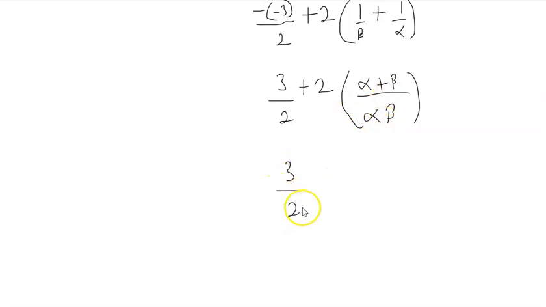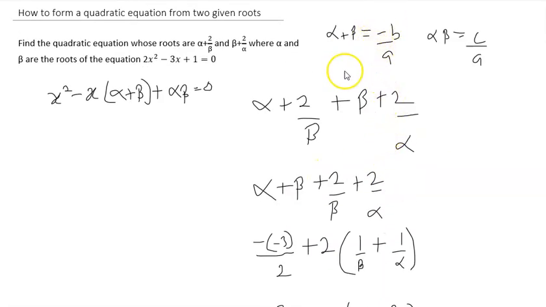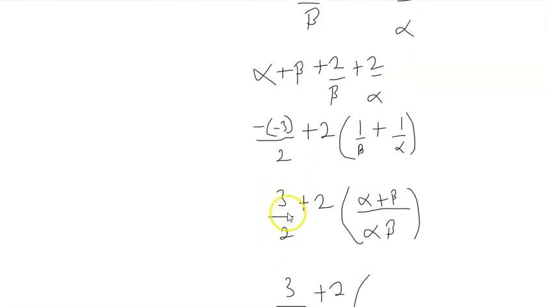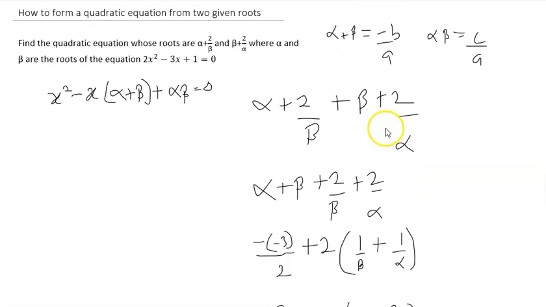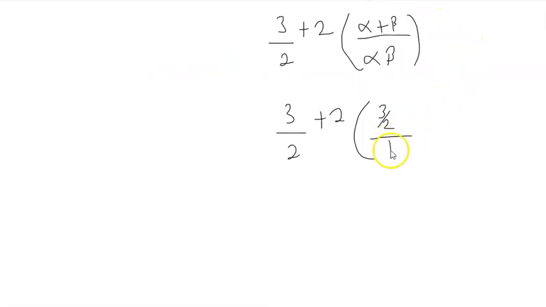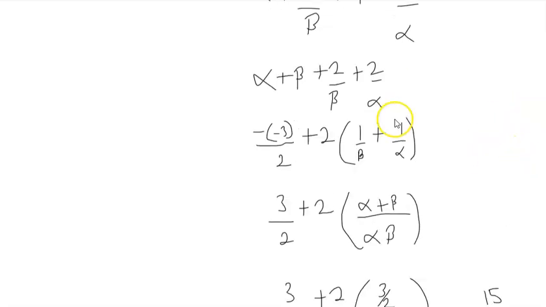So we have 3 over 2 plus 2. We can open this out. So alpha plus beta, remember we already solved alpha plus beta here, and alpha plus beta is 3 over 2. So we have 3 over 2 over here divided by alpha beta. What's our alpha beta? C over a. So what's our c? Our c is 1 and our a is 2. So it means that alpha beta is 1 over 2. Okay, so if we punch this into our calculator, we're going to have 15 over 2. Okay, that's going to be our answer, 15 over 2. So we're done with the first part.